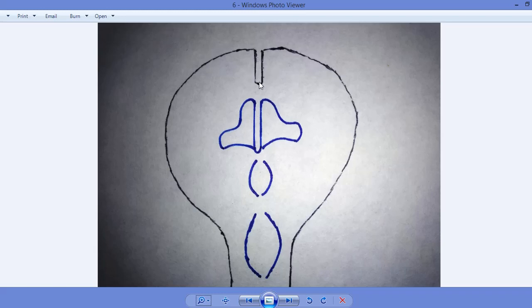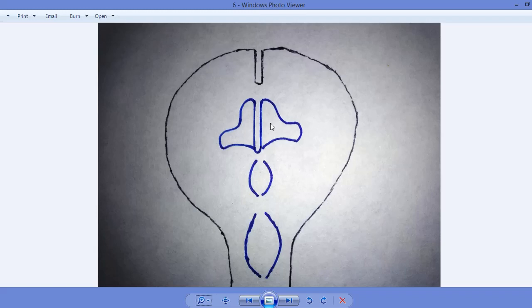Over here we can see that this is the longitudinal fissure of the brain, and below the longitudinal fissure of the brain there is a white matter that is called corpus callosum. The corpus callosum is there, and below the corpus callosum there are two ventricles, the right ventricle and the left lateral ventricle of the brain.